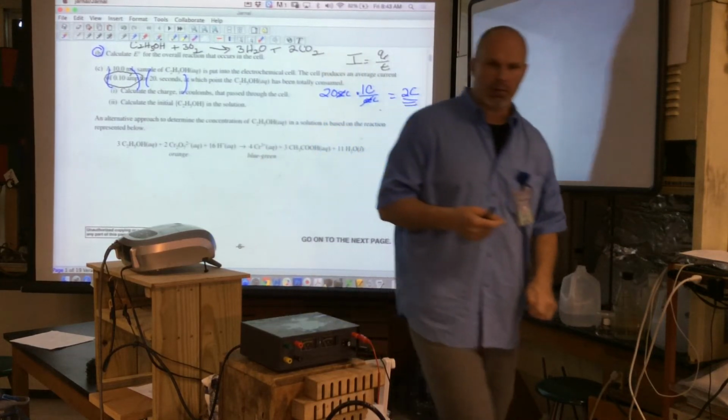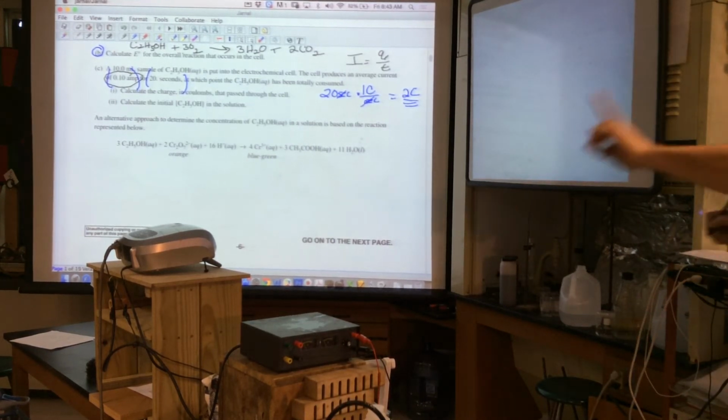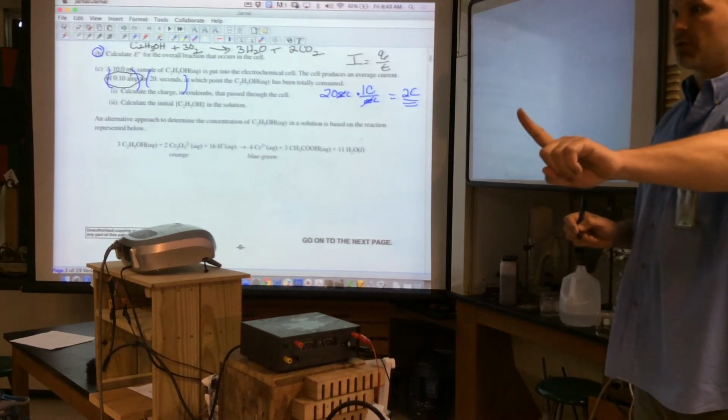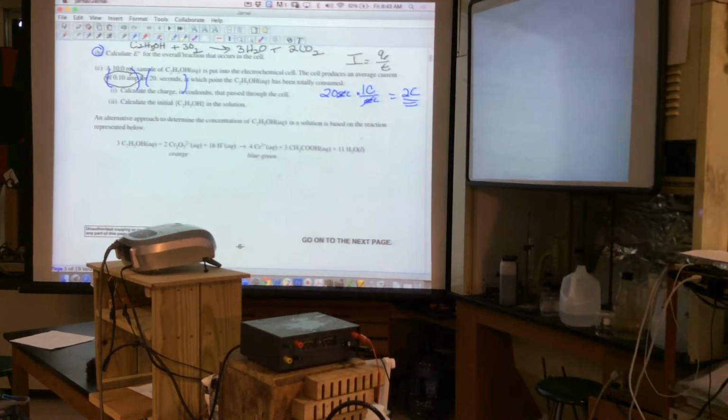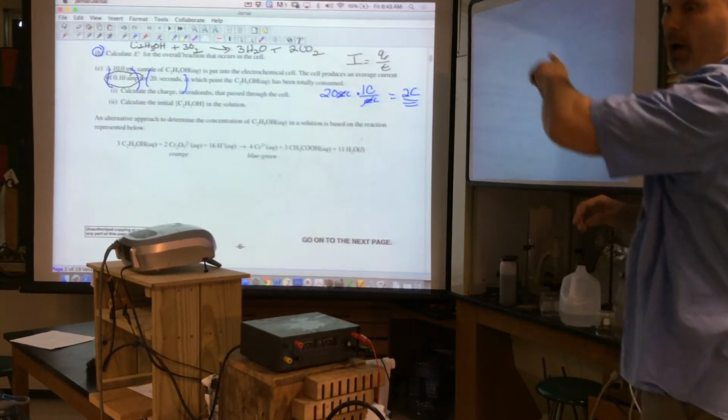So what's the key here? Faraday's constant. Why is Faraday's constant the key here? Because I'm going to convert my charge into moles of charge, of electrons. And once I have moles of electrons, I can connect that to the half reactions above.